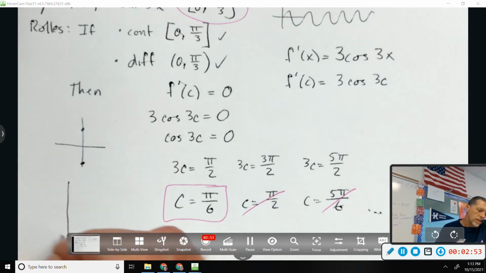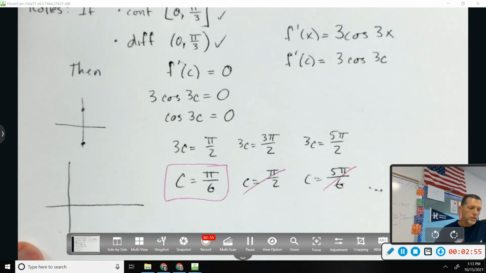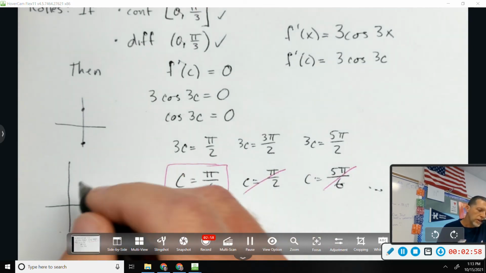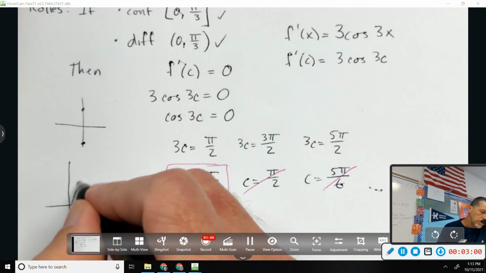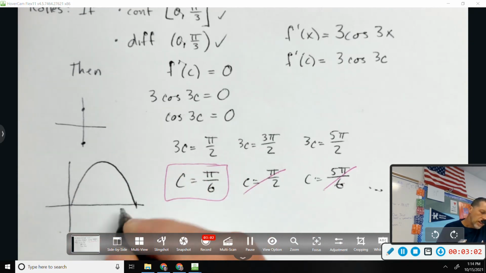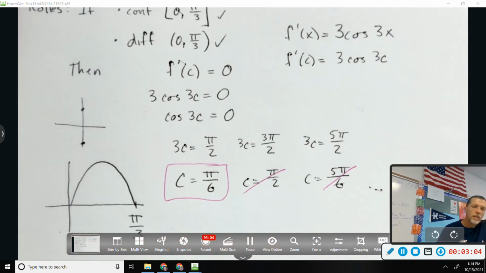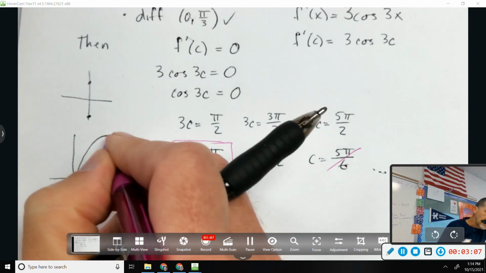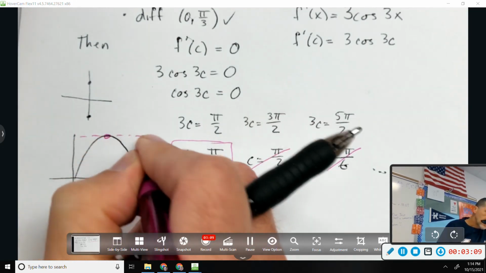Now, if we were really good and we knew what this graph looked like from 0 to pi over 3, it would look like this. And so, yes, at pi over 6, there's a horizontal tangent line.